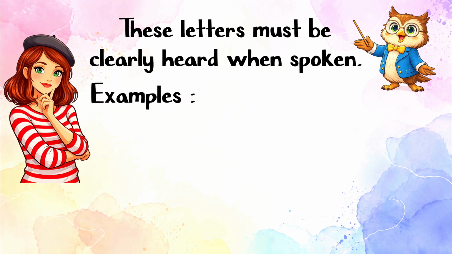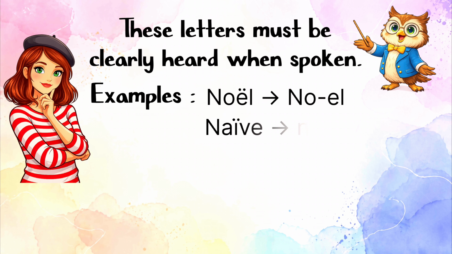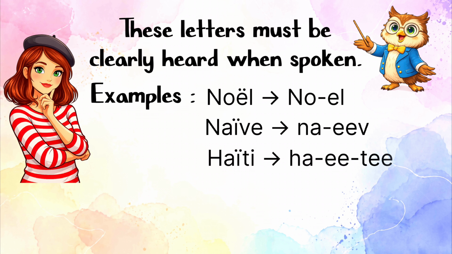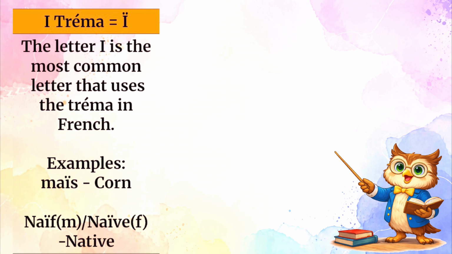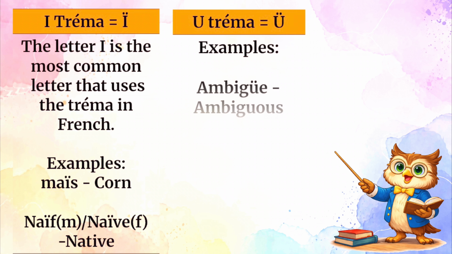Examples: Noël, naïve, Haïti. In each word, the tréma forces two vowel sounds, not one. Tréma, E. The letter I is the most common letter that uses the tréma in French. Example: maïs, naïf, naïve. Tréma, U.